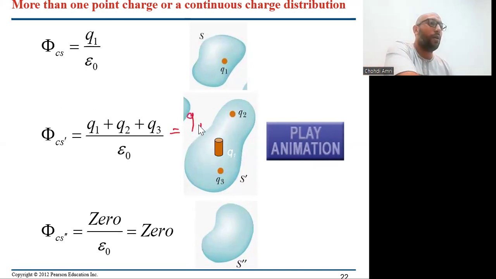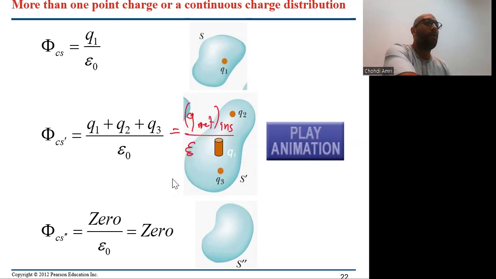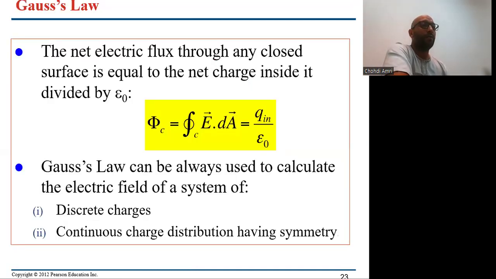The net charge inside the closed surface divided by epsilon naught. That's good. If there is no charge, of course, as we said, there is no electric flux. The net electric flux through any closed surface is equal to the net charge inside it. Here we are talking about the net charge, that means the sum of all the charges enclosed by this surface.